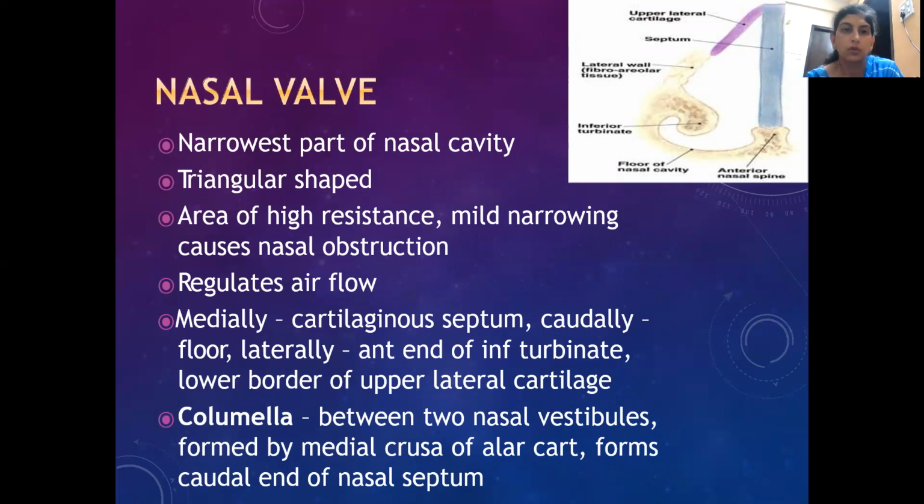Then the nasal valve. This is the narrowest part of the nasal cavity, which is triangular in shape. This is the area of high resistance, with mild narrowing that often causes nasal obstruction. Medially, it is bounded by the cartilaginous septum. Caudally, it is the floor. Laterally, it is the anterior end of the inferior turbinate and lower border of the upper lateral cartilage.